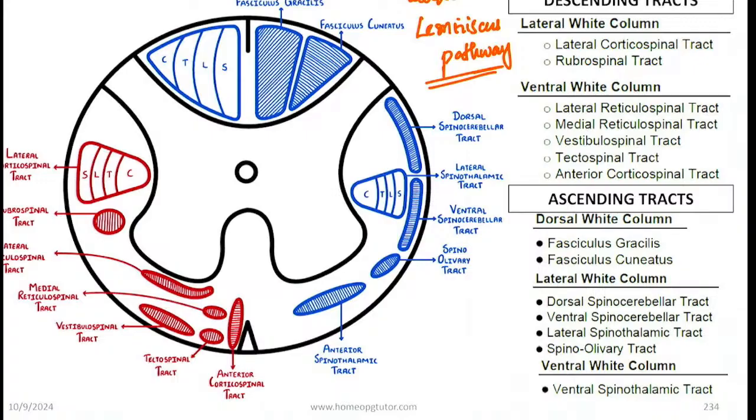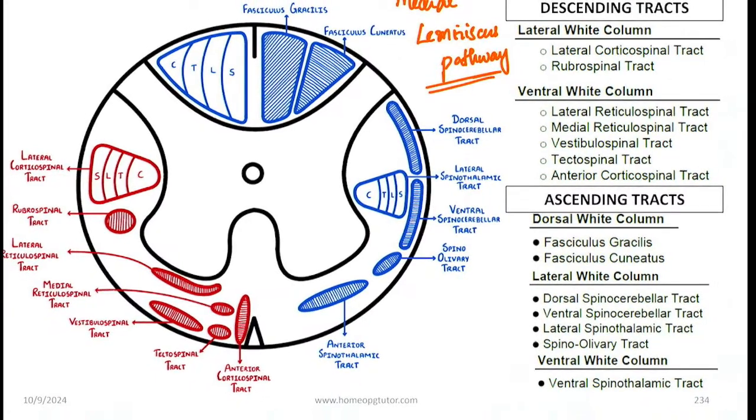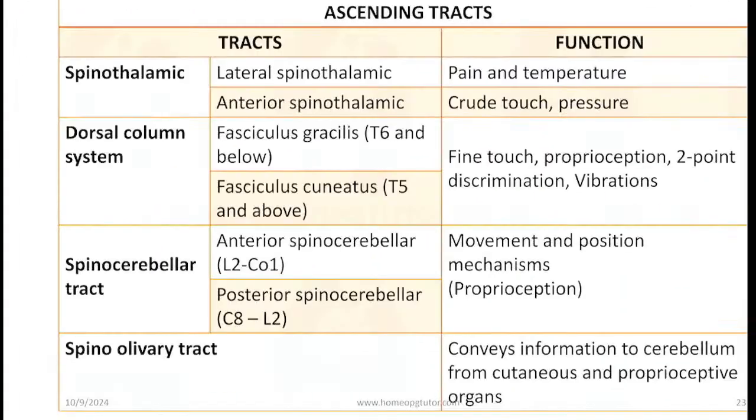Okay, but in the ventral side we have only one, that is the anterior spinothalamic tract, otherwise we can call it the ventral spinothalamic tract. So these are the names which you have to remember. You have to remember which ones come under a descending tract, as well as which ones come in the ascending tract. Okay. Next, let us see the functions.